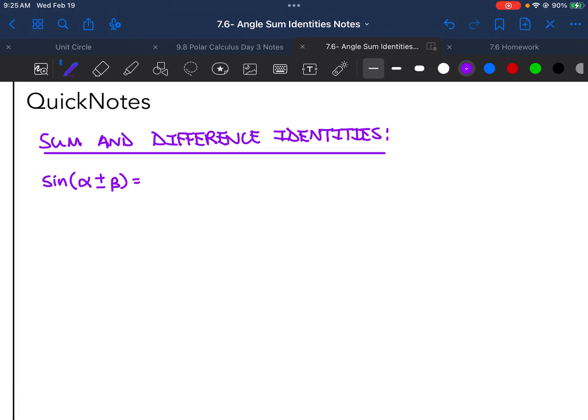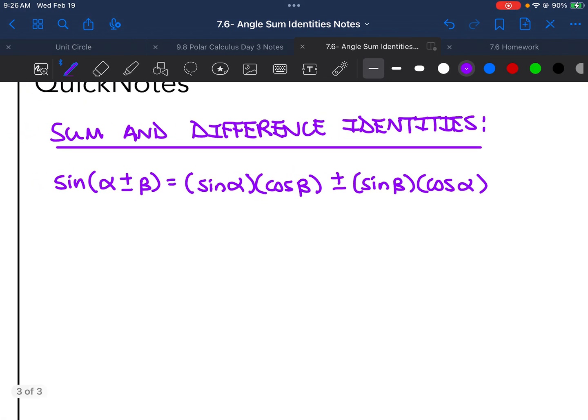Well, the way that we do this is we would do the sine of the first angle, sine of alpha, times the cosine of the second angle, cosine of beta, plus or minus whichever one you're doing, the sine of the second angle, sine of beta, times the cosine of the first angle, cosine of alpha. Okay? So, sine of alpha times cosine of beta, plus or minus whichever operation you're using, sine of beta times cosine of alpha.